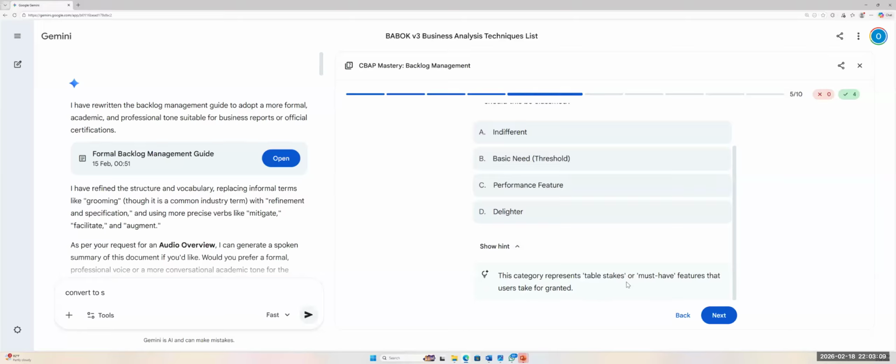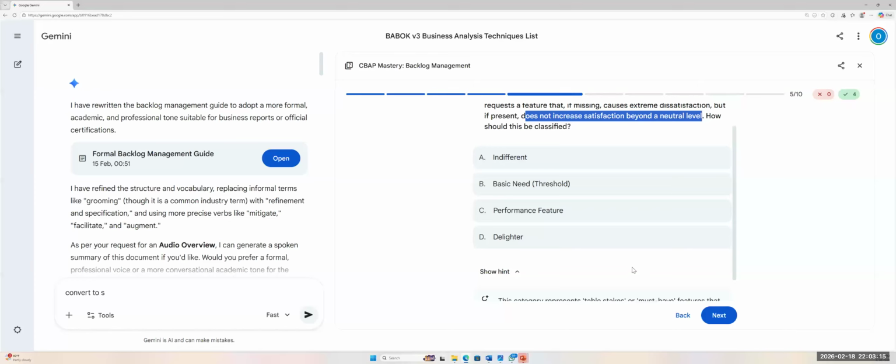This category, you must say, represents table stakes or must-have features that users take for granted. That one has caused more confusion. It's NFR, non-functional requirement. It could be a non-functional requirement, but if it's not there, I think it's performance then, because NFR basically speaks to the performance of a platform or app. So I'll stick with C.